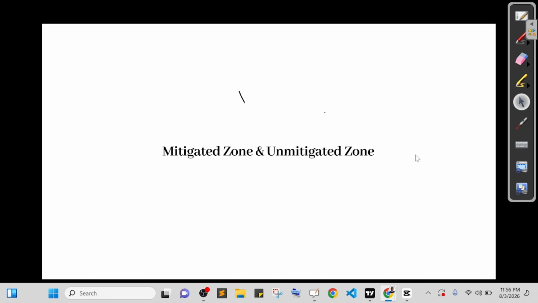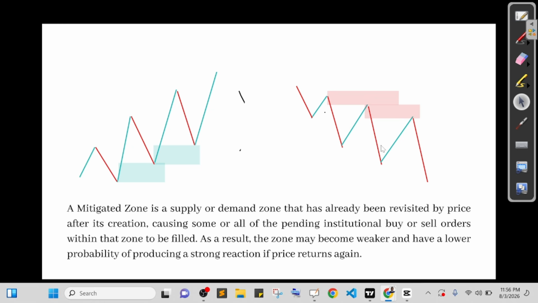Another thing you need to also know is mitigated zone and unmitigated zone. So when we say mitigated zone, what is mitigated zone? Mitigated zone is a supply or demand zone that has already been revisited by price after its creation, causing some or all the pending institutional buy or sell orders within that zone to be filled. As a result, the zone may become weaker and have a lower probability of producing a strong reaction if price returns again.